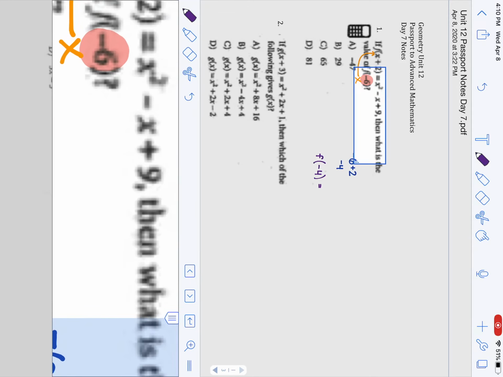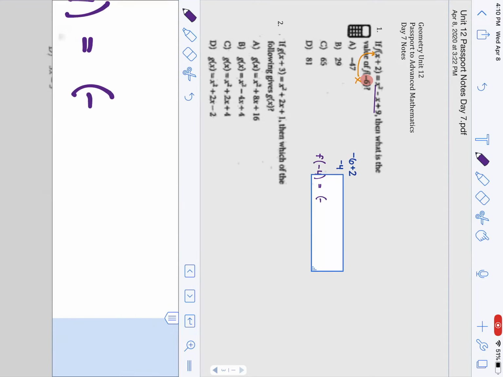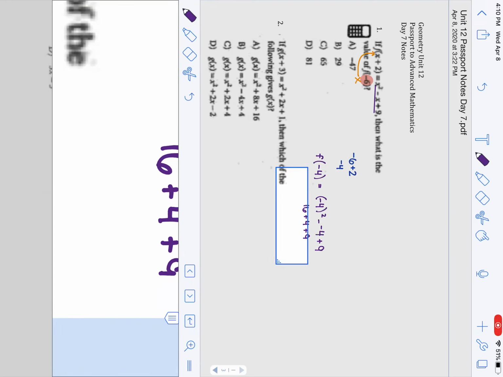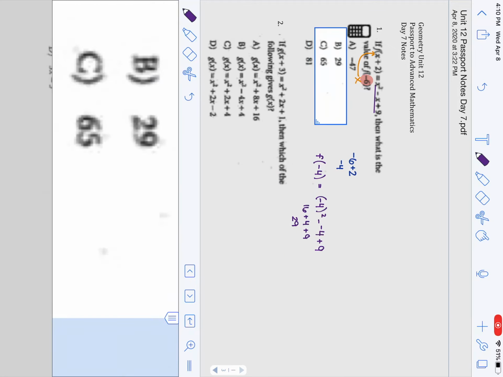So really what I should be evaluating right now is what is f of negative 4 in the given function. Okay, so I'm going to plug negative 4 in, and then we're going to solve that. So you would get positive 16 plus 4 plus 9, and you would end up with 29. Choice B.